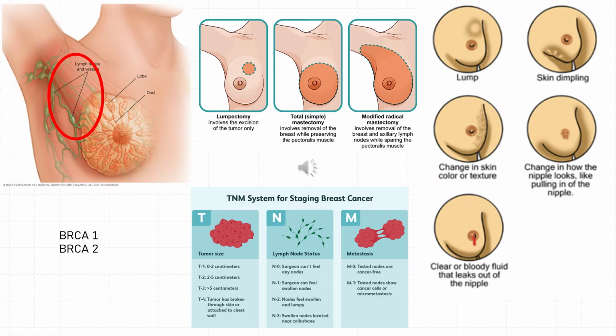Angelina Jolie was one of the famous people who did this, and she chose to have a radical mastectomy, have her breast tissue removed because she was a carrier of this, and her mother had breast cancer as well. So she chose to just have a mastectomy as kind of a preventative measure.